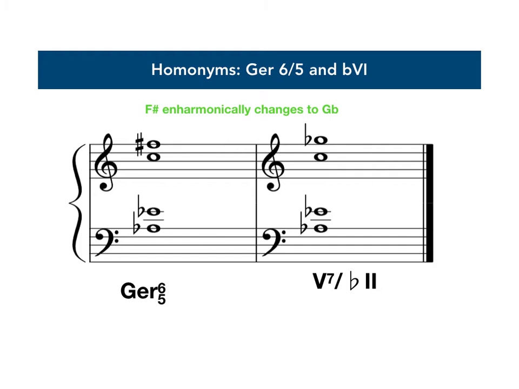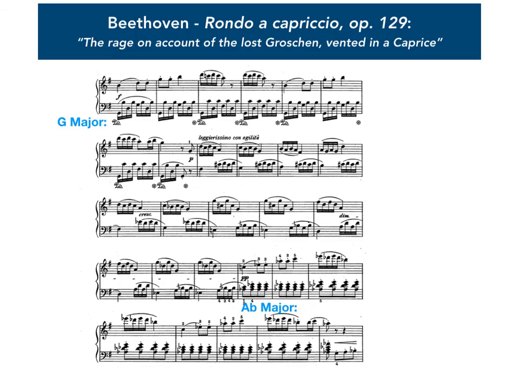Quite surprising to hear a dominant behaving just as it should in the context of the old harmony. So let's see how composers can play with this idea. So here we have a piano piece by Beethoven, Opus 129, which he subtitled Rage on the Account of a Lost Penny. And as you can see, we have an opening, well, not a theme here at the top in G major.